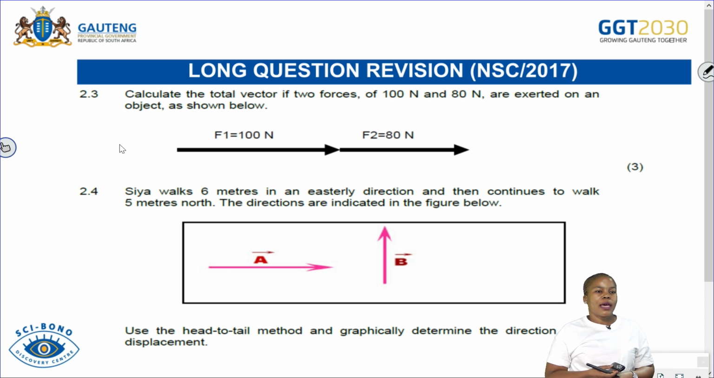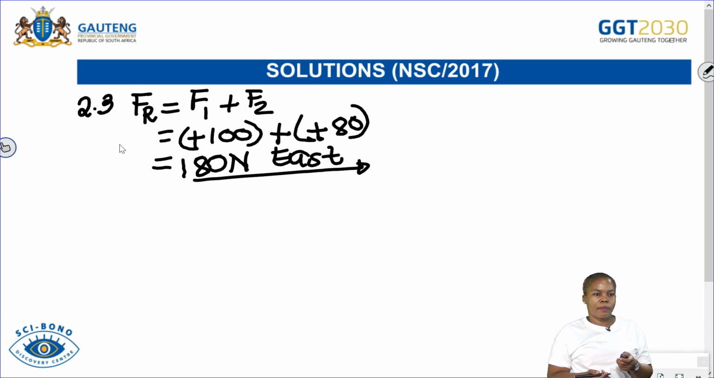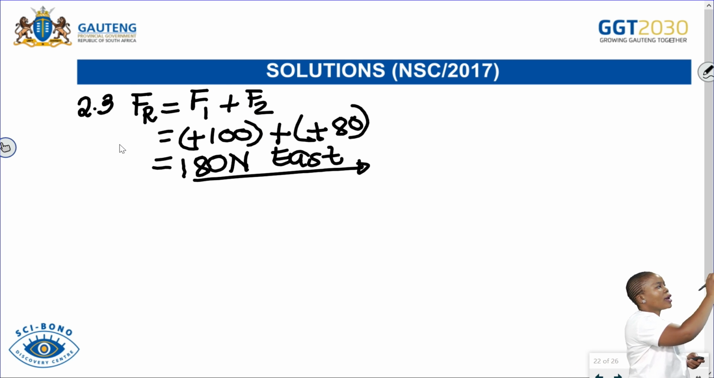Okay, and use the head to tail method to graphically determine his displacement. Remember, if we need to determine the direction of his displacement, we need to use the head to tail method, like it says in the question. Okay, 6 meters to the east and then 5 meters to the north. Okay, we are at 2.4.